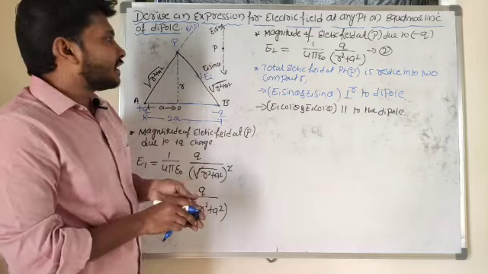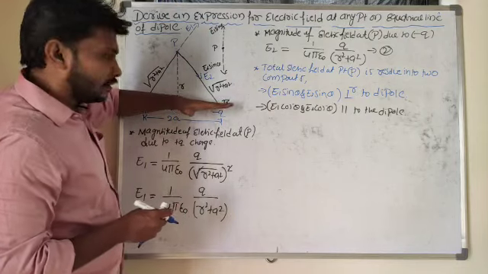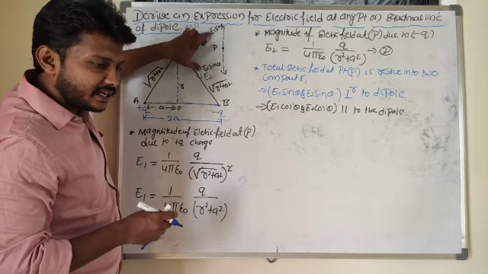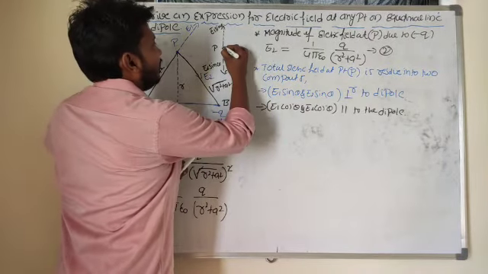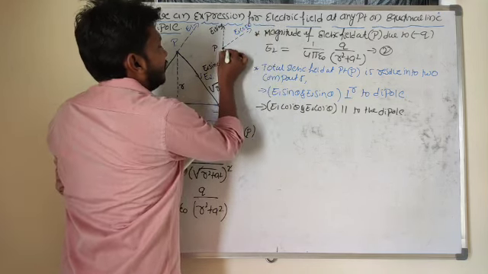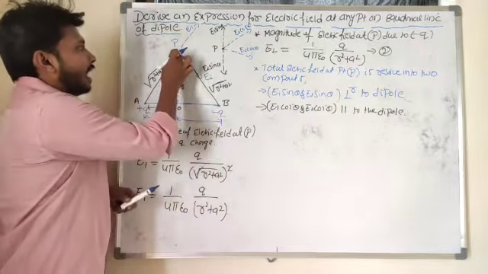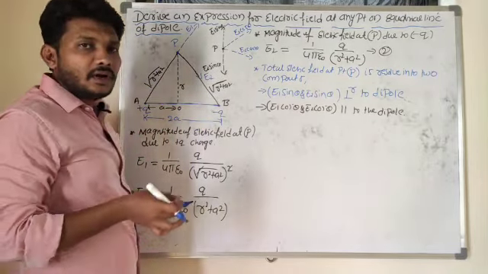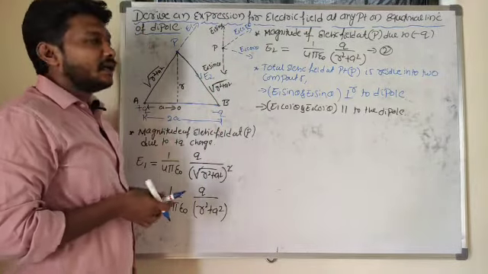E1 sin theta and E2 sin theta: this electric field is perpendicular to the dipole. If this is the dipole, then perpendicular to the dipole E1 sin theta and E2 sin theta act, and parallel to the dipole, E1 cos theta and E2 cos theta. So at point P, I got a total electric field, which I am resolving into two components, one perpendicular and another parallel.